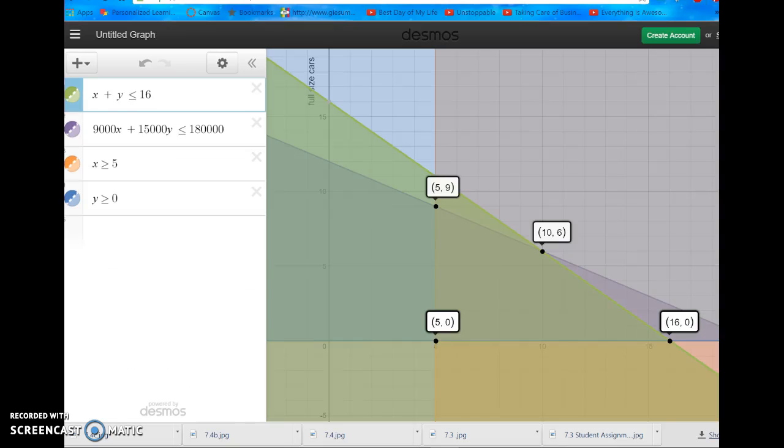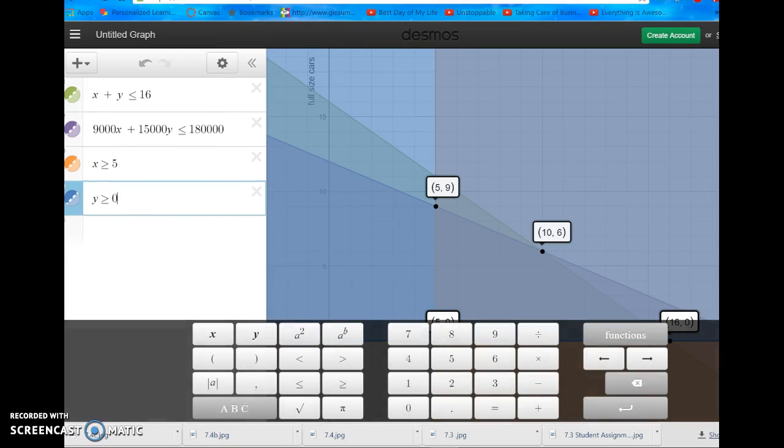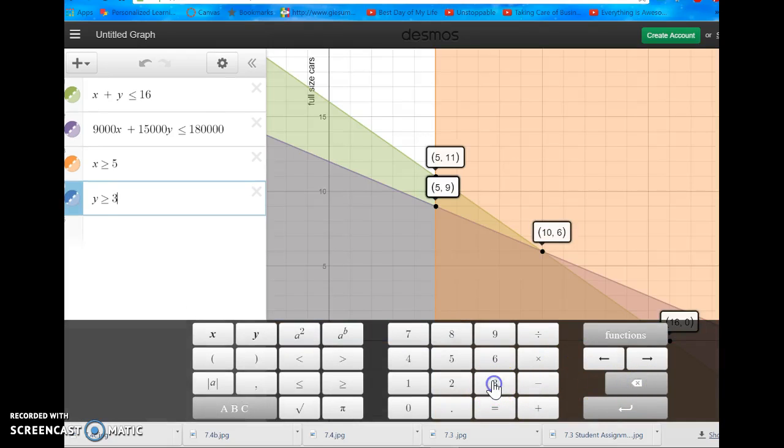Now, in Desmos, when we originally graphed this, we already marked that they had to purchase at least 5 compact cars, but we didn't say that they had to purchase at least 3 full-size cars. We said that they had to purchase at least 0. They just couldn't do a negative 0. So now we're going to need to change our constraint. We're going to change this boundary from x is greater than or equal to 0 to x is greater than or equal to what? That's right. Greater than or equal to 3.